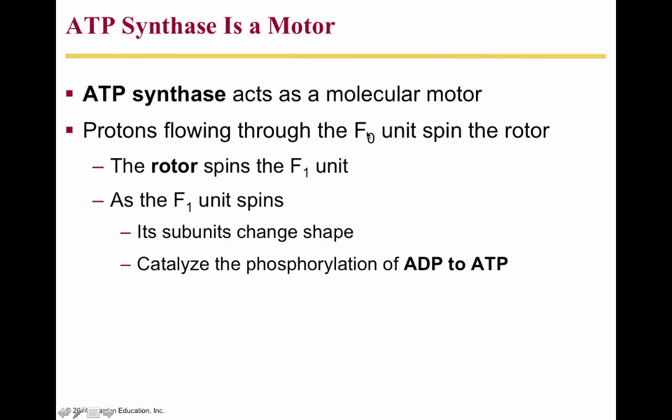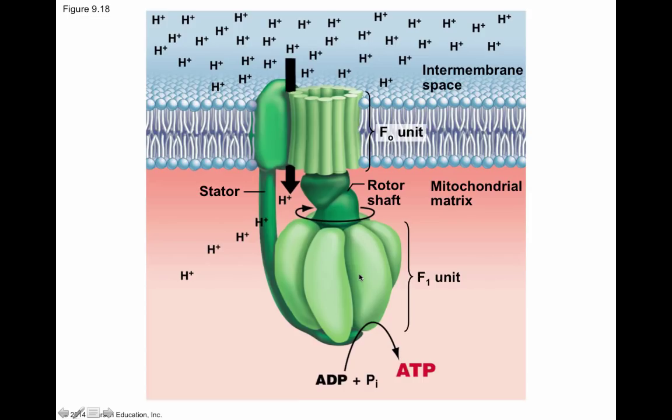The F0 unit spins the rotor, and as the rotor spins, the F1 unit spins. It's kind of like this spins, and that causes this to spin. They're changing shape, and this shape change allows ATP production by what we are going to call oxidative phosphorylation. Here's the process.